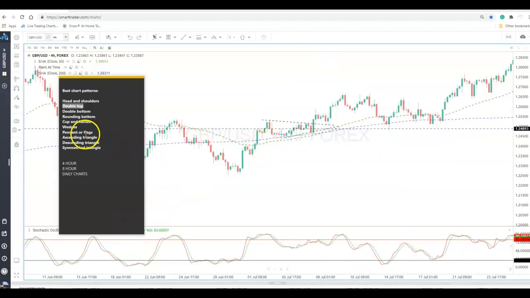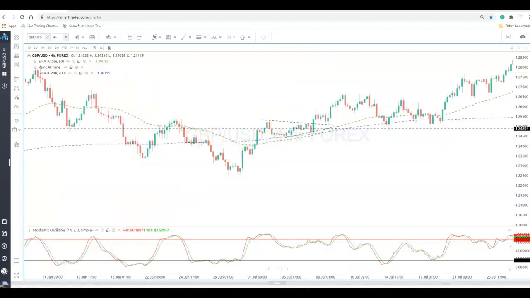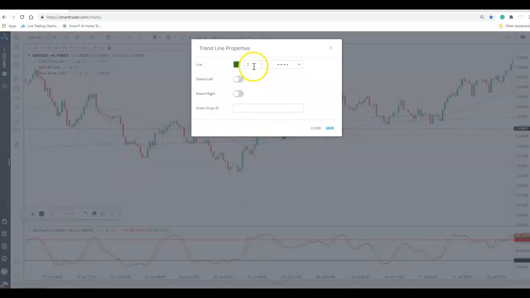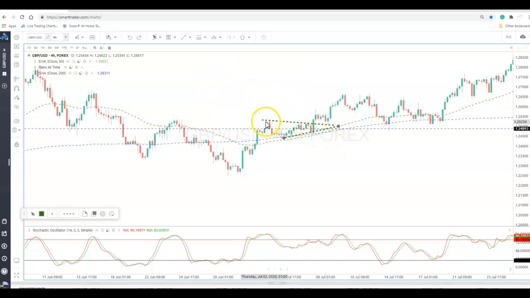This next one is called a pendant or flag, and usually is a continuation pattern. So let me make this a little bit bigger. It's easier to see. So price rallied, came back down, rallied, came back down, got stuck in this range, and then what happened? It broke above the trend line and then continued.